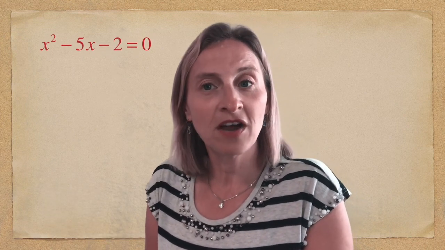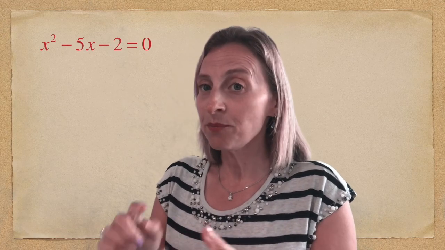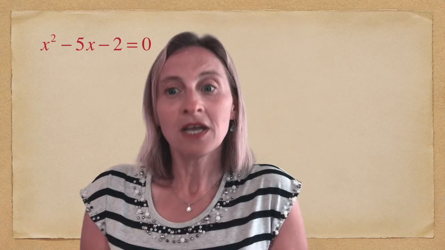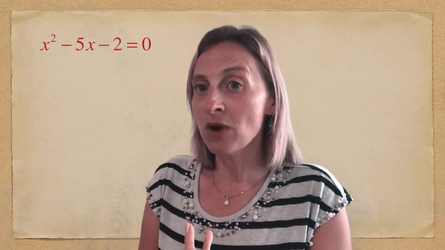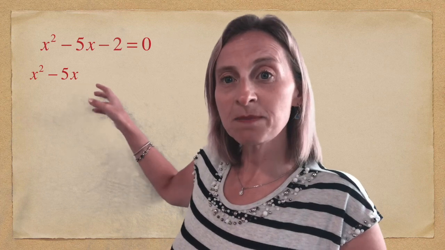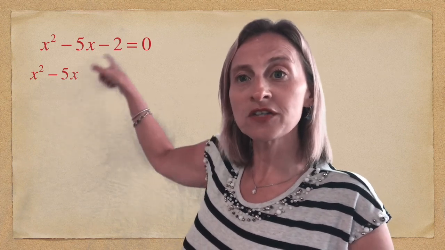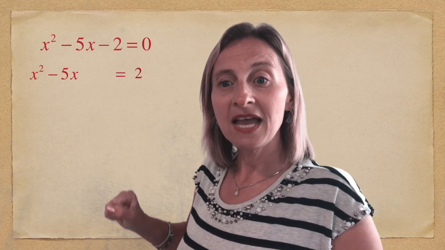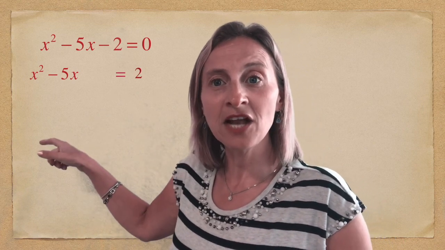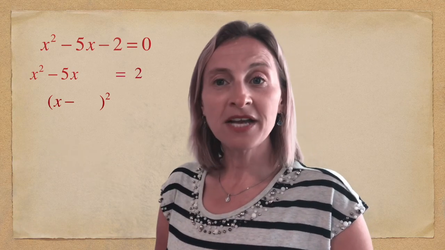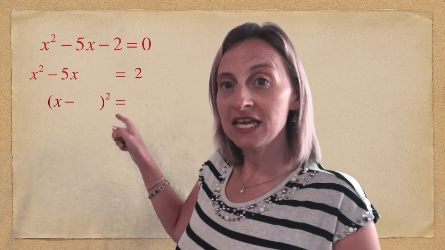X squared minus 5x minus 2 equals 0. Step 1, doesn't factorize. Nothing multiplies to give 2 and adds to give 5. Step number 2, put it in the right order. X squared minus 5x, leave a space, equals, put the constant to the other side, 2. And then we want to write down on the next line the perfect square that we are about to create. X minus something all squared equals 2.